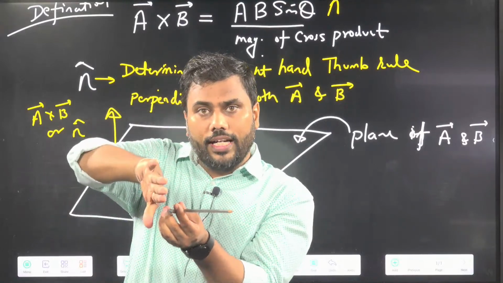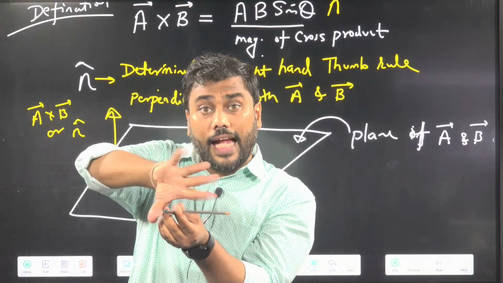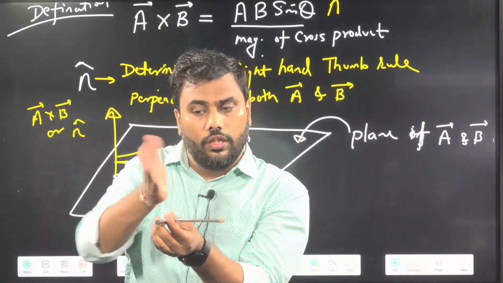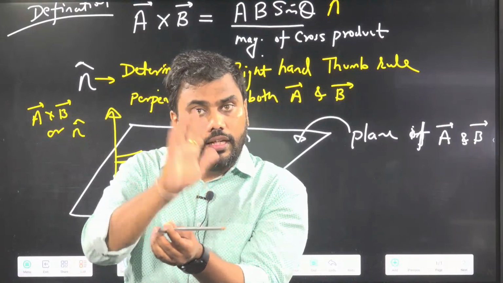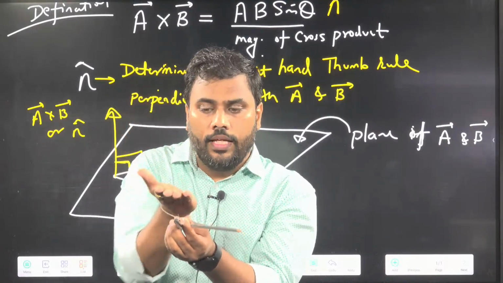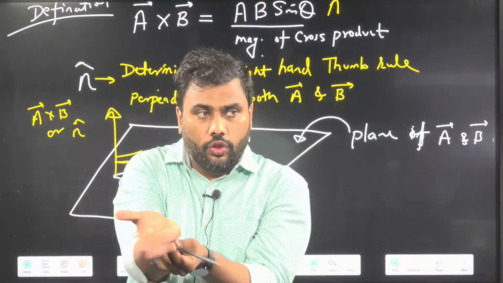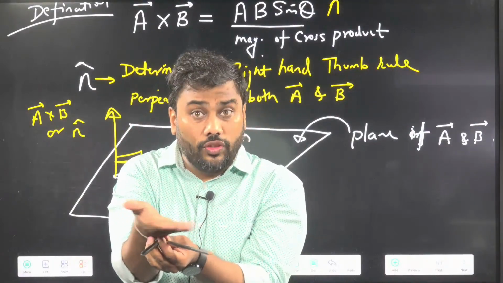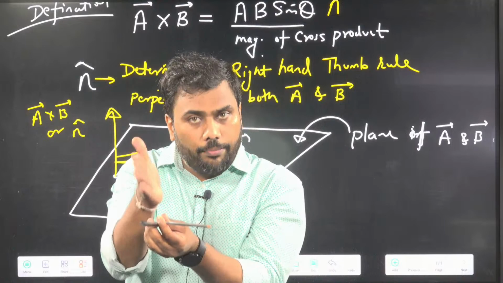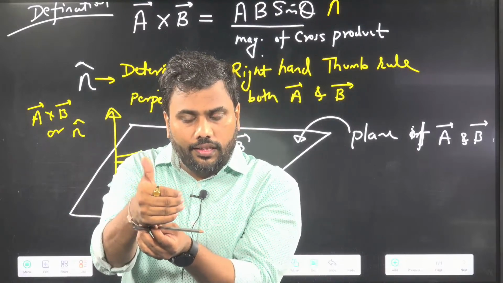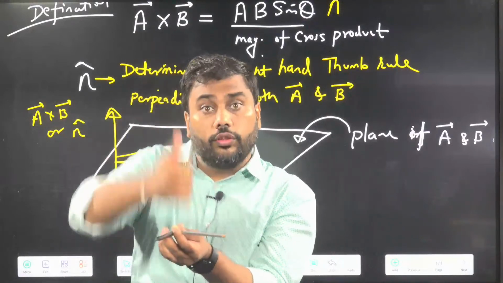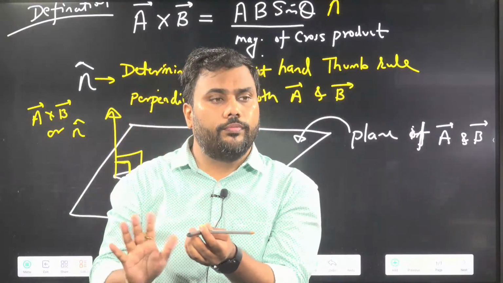If you keep your hand like this, you won't be able to curl naturally in the direction of the second vector. So keep your right hand such that you are able to curl the fingers toward the second naturally. You need to keep your hand like this. If you curl the fingers in the direction of the second, then the direction of the thumb gives you the direction of A cross B.